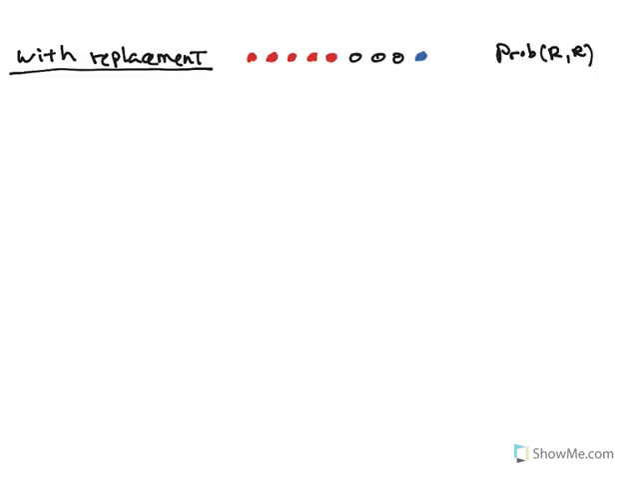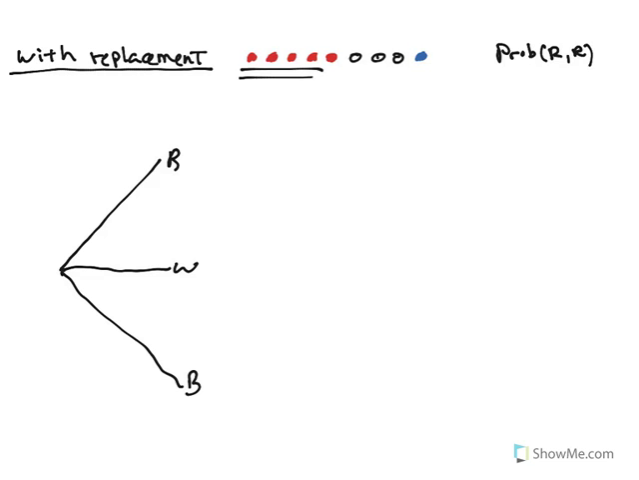So here we go: 5 red, 3 white and 1 blue, and we start off by drawing a probability tree. On the first event, we can draw either a red ball, a white ball, or a blue ball. On the branches, we write what the chances are of these things happening. We've got 5 red out of a total of 9, so the chance of getting red is 5 over 9.